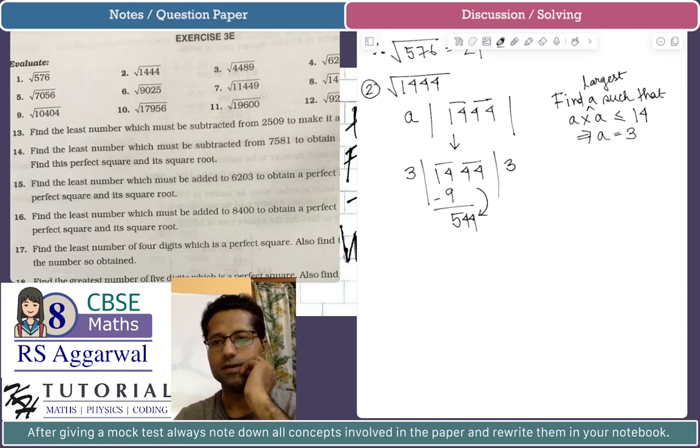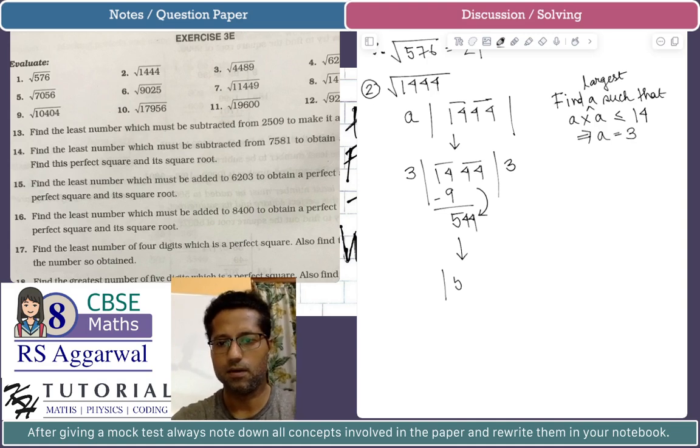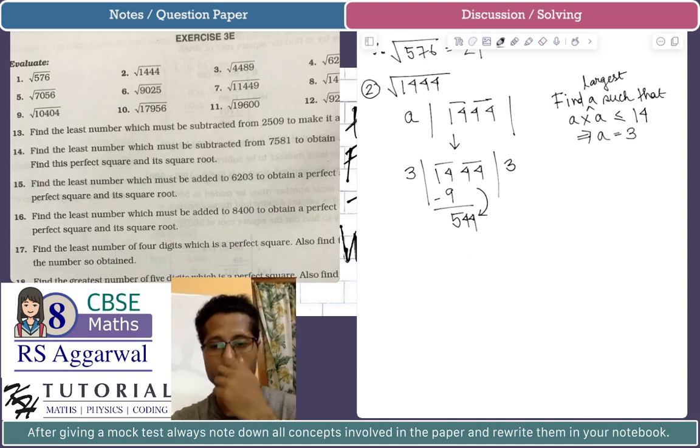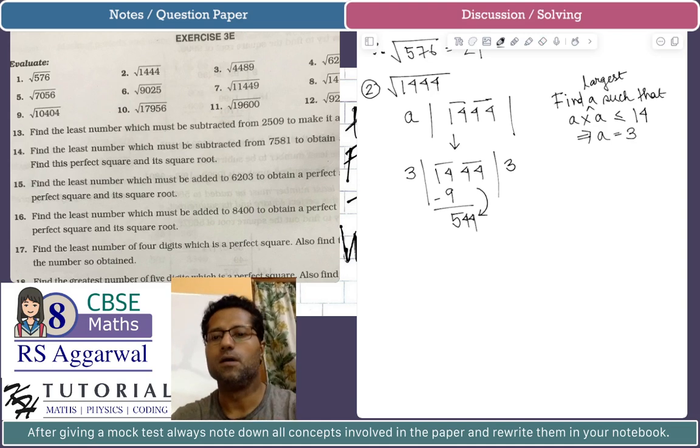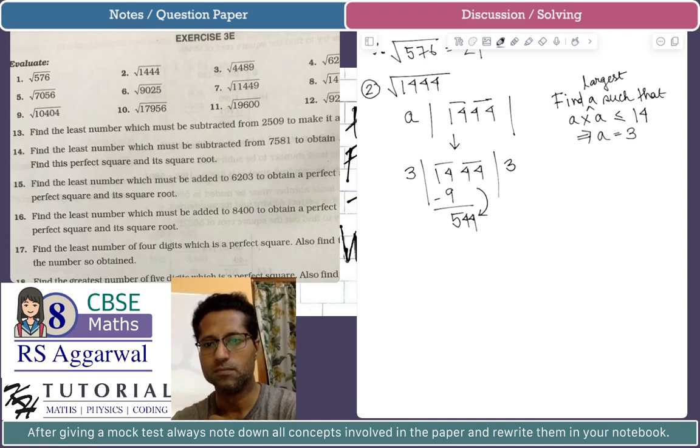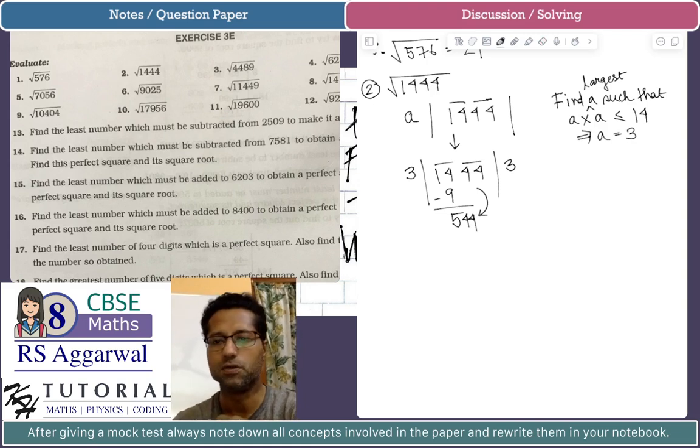Now, what is the next step? We brought down the next period, which is 44, and appended it to the remainder, which was 5. So the new dividend becomes 544. Now I have to divide 544, and I have to find the divisor.